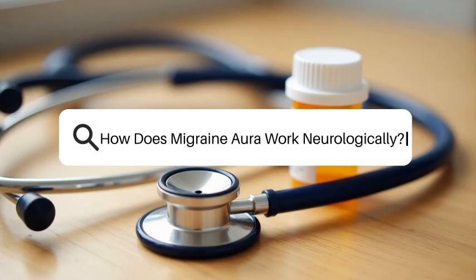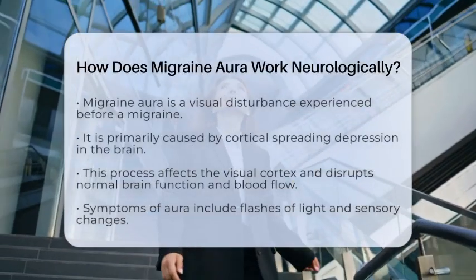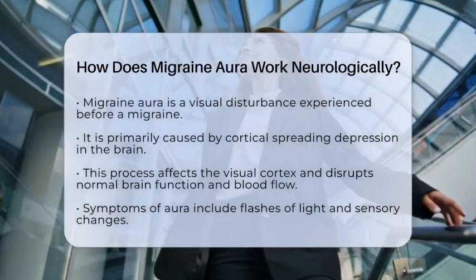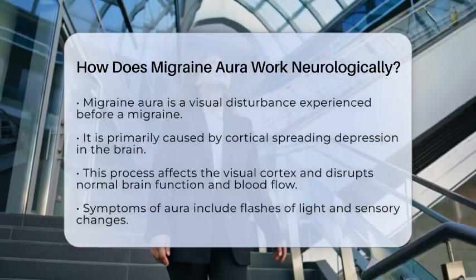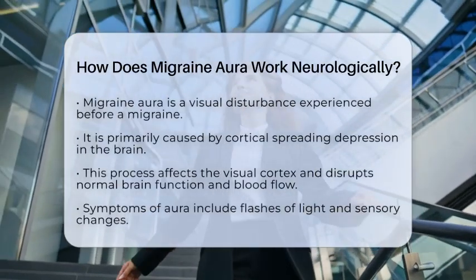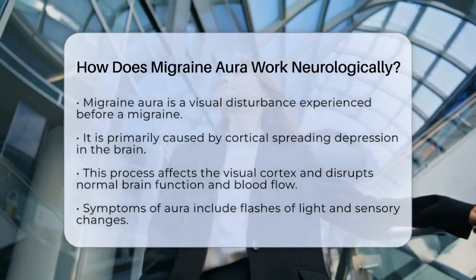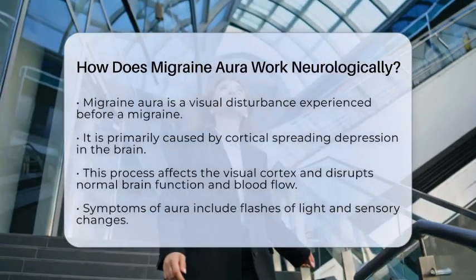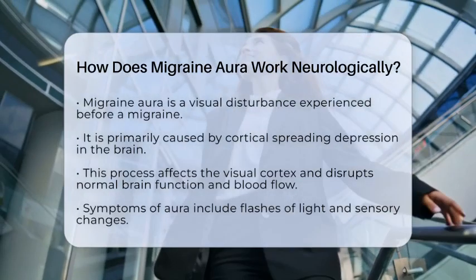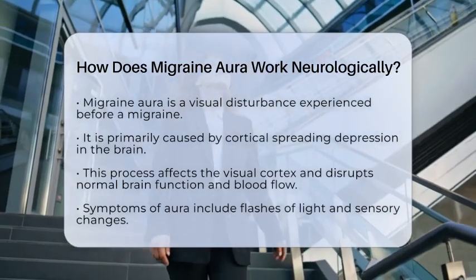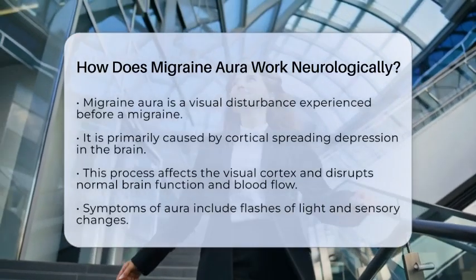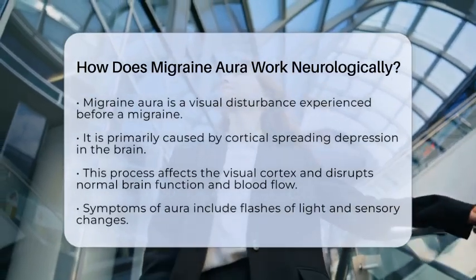How does migraine aura work neurologically? Have you ever experienced a strange visual disturbance before a migraine hits? This phenomenon is known as migraine aura, and it has a fascinating neurological basis. Let's break it down. Migraine aura is primarily caused by a process called cortical spreading depression.